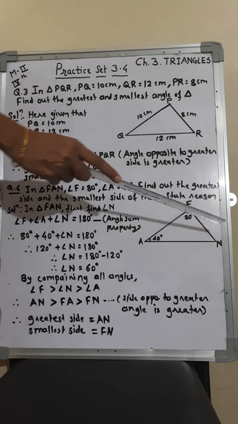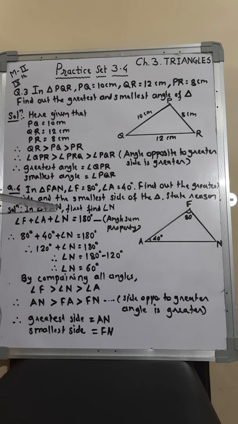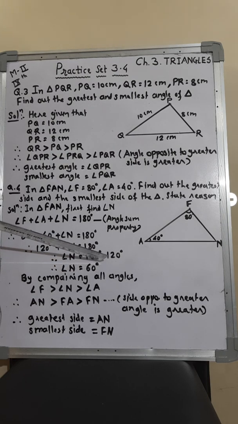Therefore, for finding this third angle, we have to use angle sum property of triangle. In triangle FAN, angle F plus angle A plus angle N equal to 180 degree, which we have already learned. Now put these values: 80 degree, 40 degree plus angle N equal to 180 degree. Therefore, adding these two angles, 120 degree plus angle N equal to 180 degree. Angle N equal to 180 minus 120. Therefore, angle N equal to 60 degree.